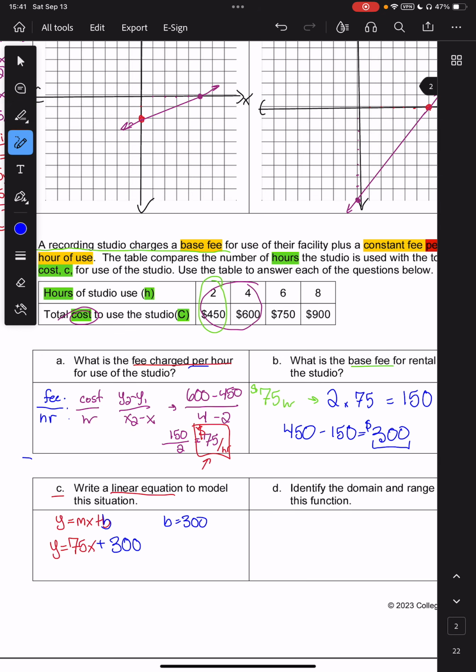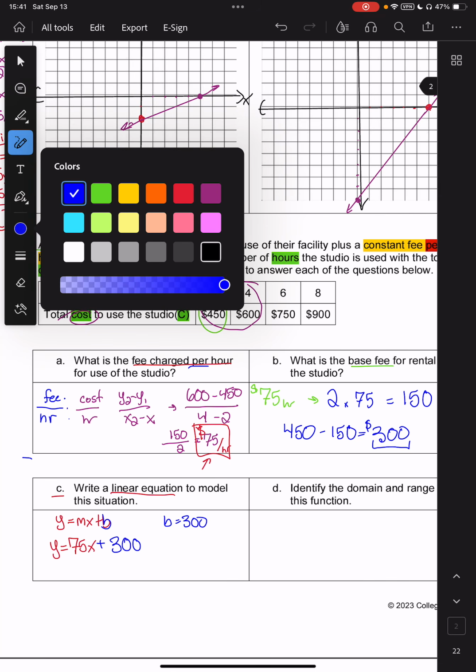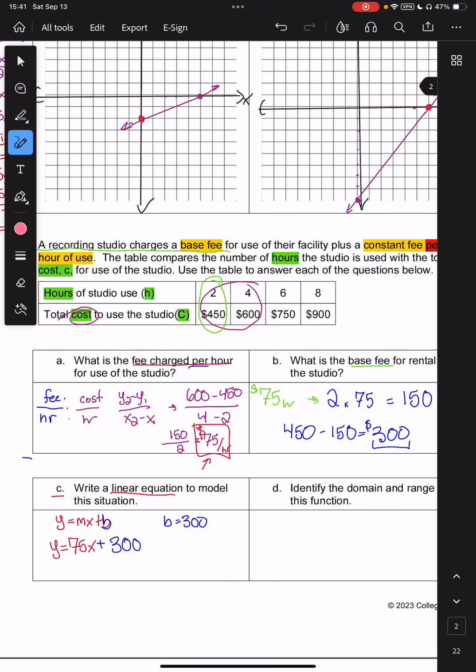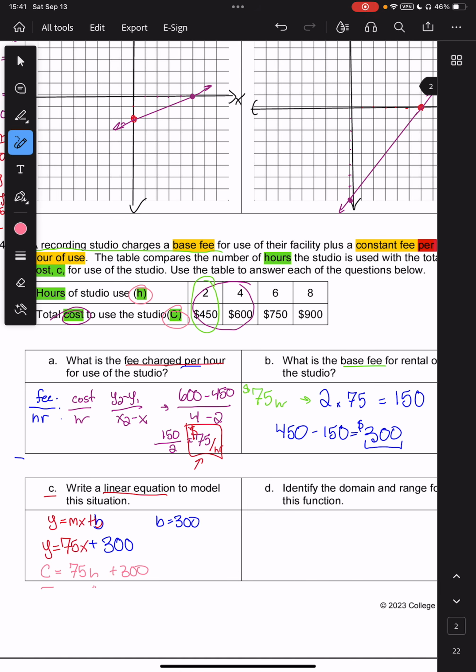So our equation isn't completely done yet. We have all of the important information in our equation. However, our units are h and c. So instead of x and y, we need to change it to c is equal to 75h plus 300. The cost is equal to 75 times hours plus 300, and that's our equation.